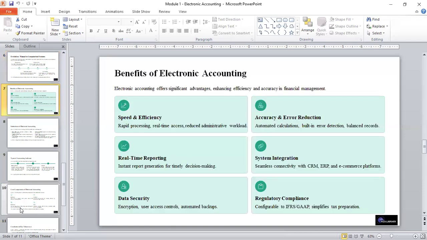What are the benefits of electronic accounting? It offers a range of benefits, a range of advantages, and the first is speed and efficiency.